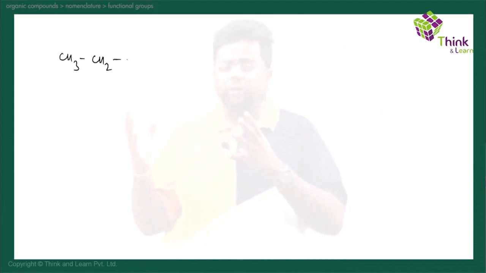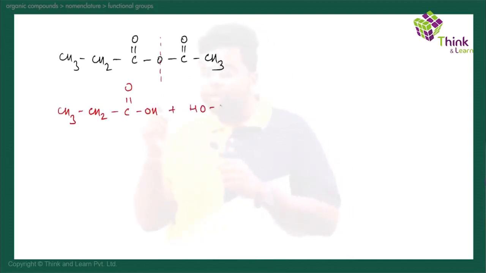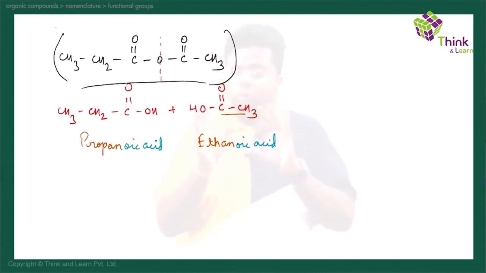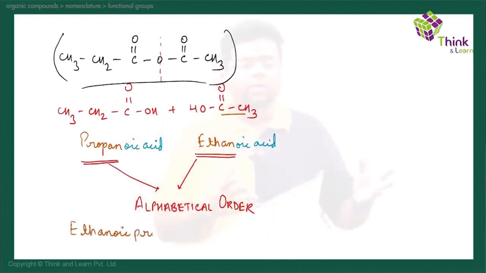Let's take this example. Over here, if I break it, how many acids do I get? Yes, I get two different acids. What is the name of the first acid that I get? Yes, it is propanoic acid, and the next acid is ethanoic acid. So now if an anhydride is formed, all you have to do is place the two acids alphabetically, join them, add anhydride, and that is your name. So the name becomes ethanoic propanoic anhydride.